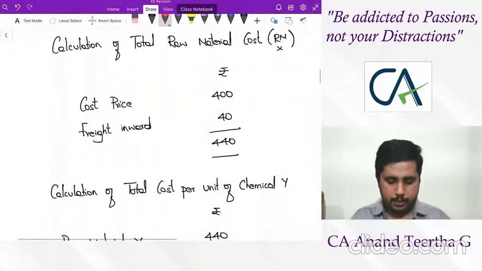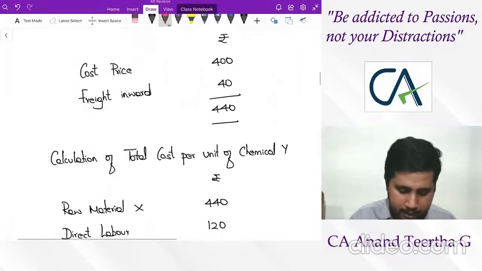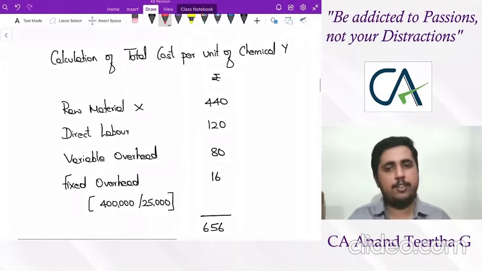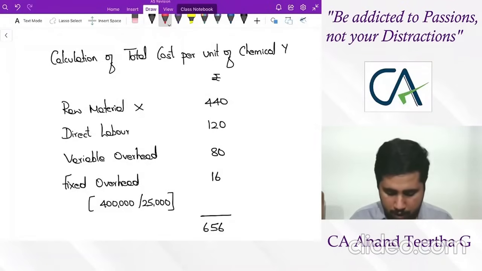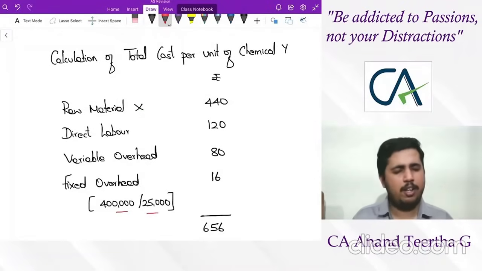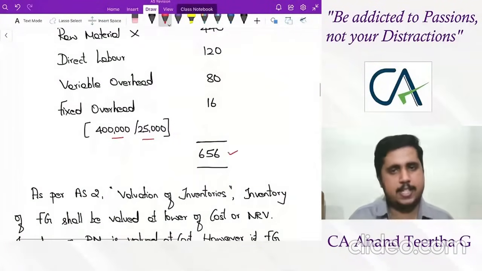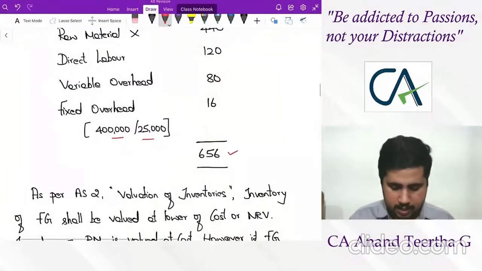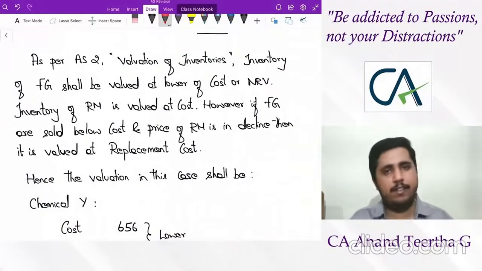Now if you could look into it, raw material X 440, we got 440. Then total cost per unit of chemical Y, raw material X, labor, variable, fixed overhead. Fixed overhead, as I have already told you, 4 lakh divided by 25,000. You'll get 16 rupees. So total cost is 656. Once that is done, then apply your formula. So first valuation method will come.